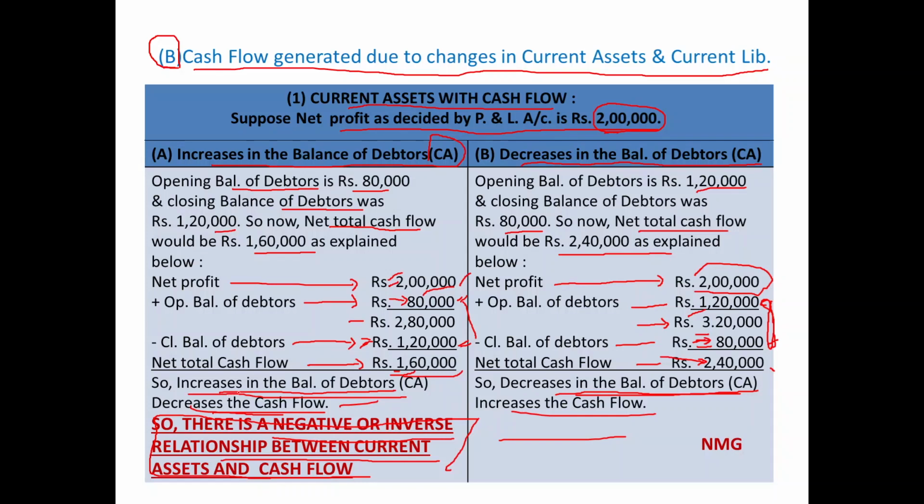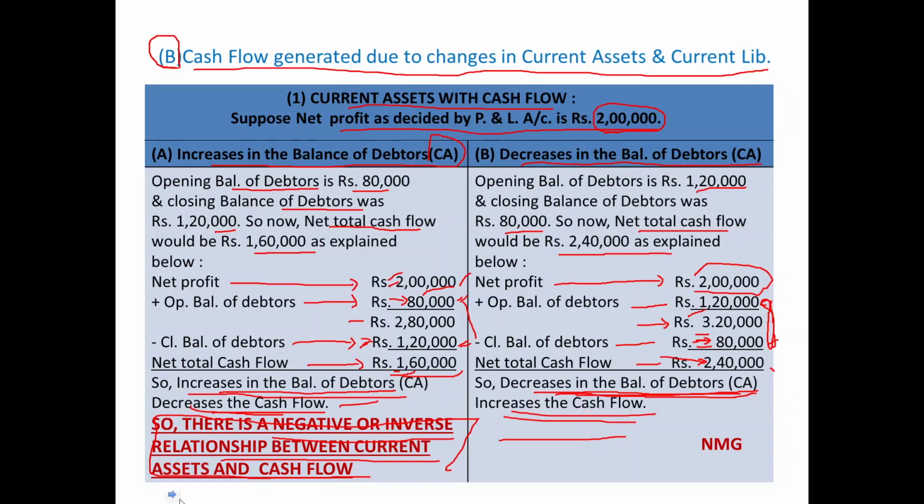If it indicates increases in the balance in the current year, opening versus closing, then it decreases the cash flow. If it indicates decreases in the balance of any components of the current assets, it will increase the cash flow. So it is a negative relationship between cash flow and current assets.